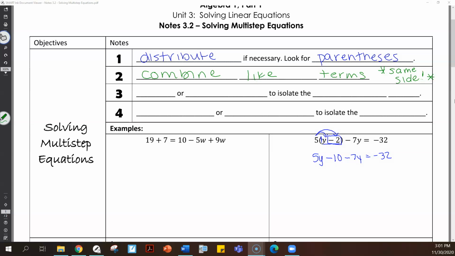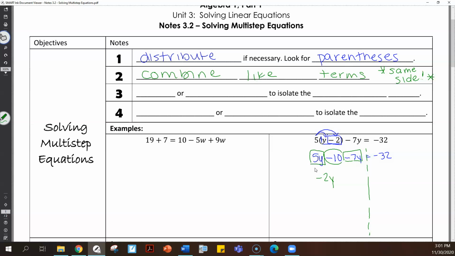So I'm going to continue working through this second example. So I've got 5y here, and as I look, I've got a negative 10 and a negative 7y. My 5y and my negative 7y are like terms. They are both y terms. So I can combine those by adding the coefficients, by adding the numbers that are in front. So I do 5 plus negative 7. 5 plus negative 7 is negative 2y. And remember that that y just comes along.